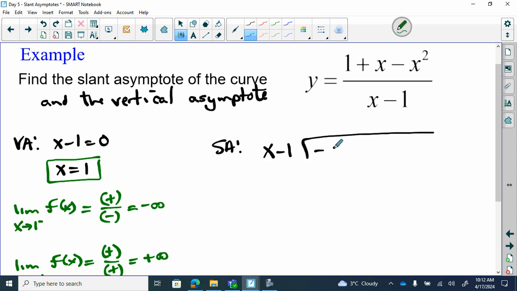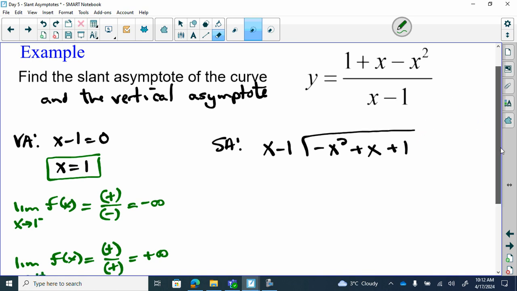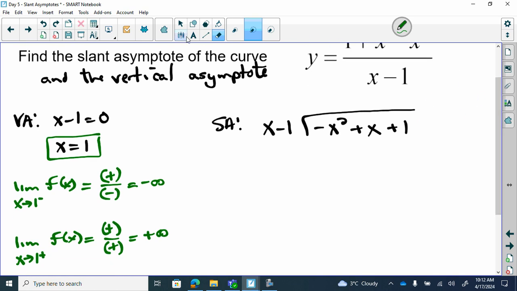and I'm going to write it like this: negative x squared plus x plus 1. Are you okay with that? I just changed the order of the terms. I put the negative x squared in front of the positive x in front of the constant 1. It means the same thing. They're just now written in descending powers of x.